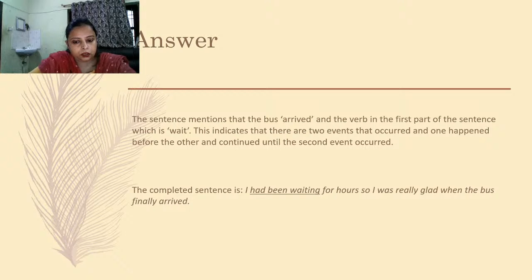Here, the sentence mentions that the bus arrived, and please look at the verb in the first part of the sentence, which is wait. This indicates that there are 2 events: one happened before and continued until the second event occurred. Just see the sentence: I had been waiting for hours, so I was really glad when the bus finally arrived.